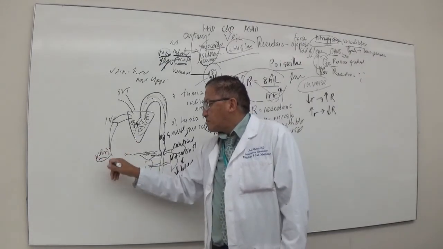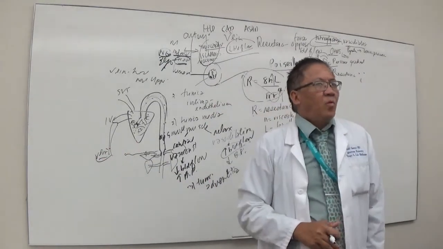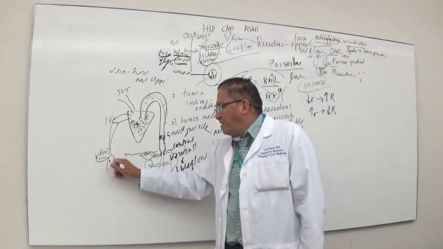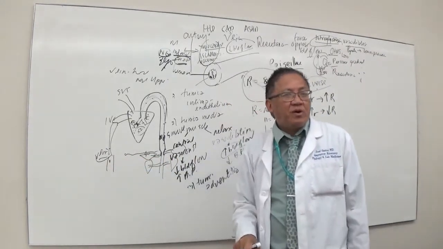Okay. In blood flow, what is the term used to describe when there is the presence of a clot in the leg veins and there is inflammation of the leg veins? What is that term called?